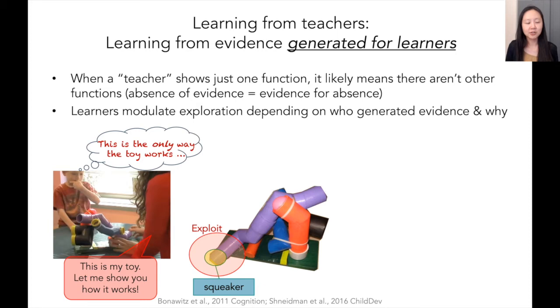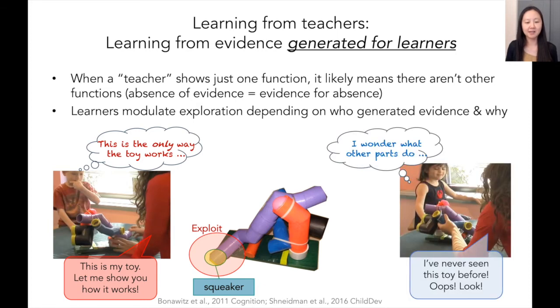Compared to children who saw pretty much the same evidence, but by somebody who's never seen the toy before, and she accidentally discovers how this toy works. And in this case, what children do is they not only play with this demonstrated part, but also they explore the toy broadly because they have no reason to think that the toy doesn't do anything else. And what children did in the left pedagogical condition is that when the teacher shows just one function, they understood that it likely means there's no other functions, because if the teacher knew that there were other functions, she would have shown them as well.